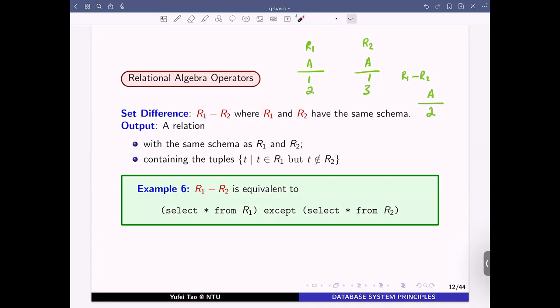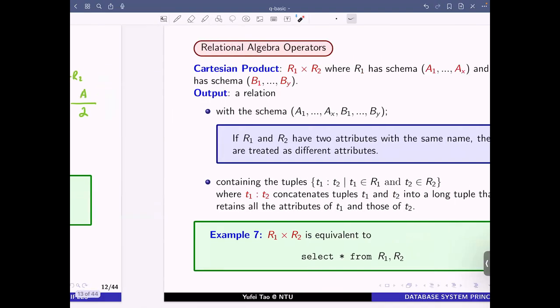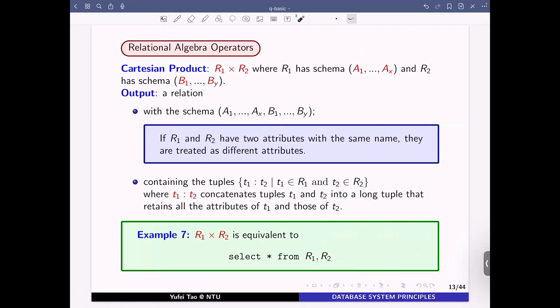However, we don't care about such tuples. All right, so here is the SQL equivalent. You have this except keyword here. This is what it does.